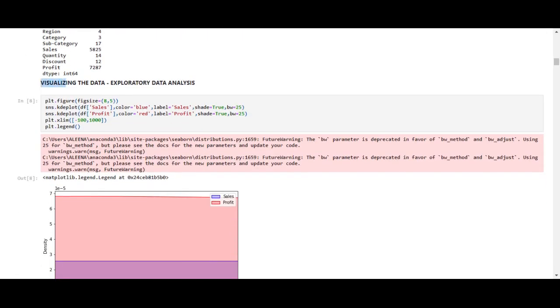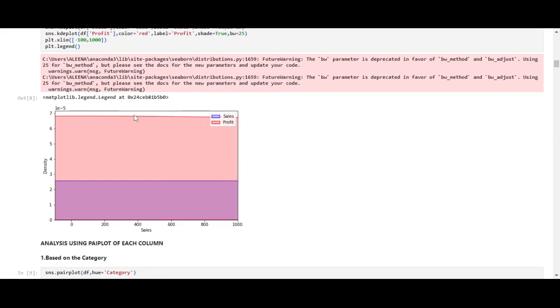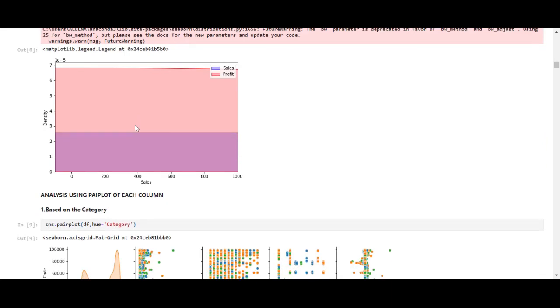Moving on to the next step of our project, that is the data visualization step, I have plotted a horizontal histogram, and from the graph I can summarize that profit is more than that of sales, but there are some areas where the profit could be increased. Then I have made an analysis using a pair plot for both the category and region columns.